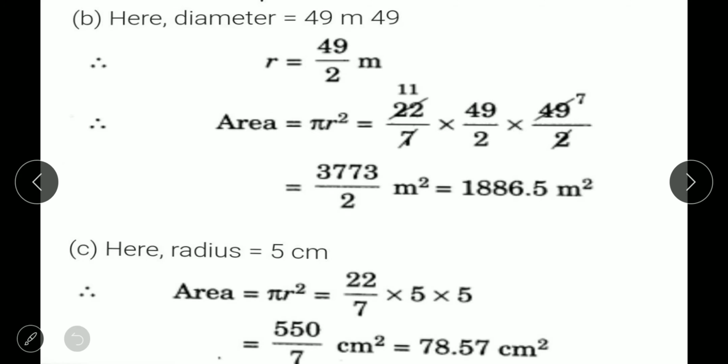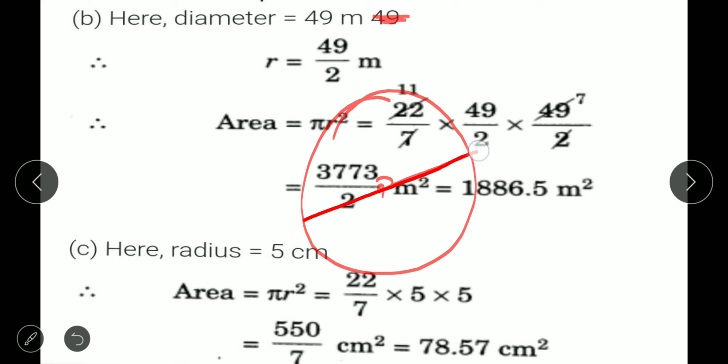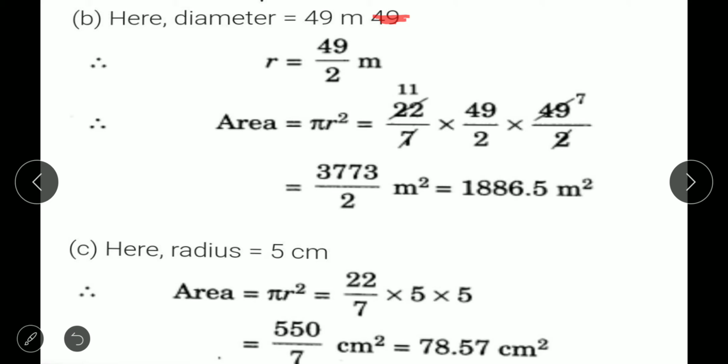Now come on, B part. Now they have given diameter. What have they given? Diameter is given, 49 meter. Okay, this 49 is extra, you can cancel it. Now we have to find the radius. How can we find the radius? Diameter is given. You know radius is half of the diameter. Radius is always what? Half of diameter. Diameter means a double part of the radius, 2r. So it means radius is half of the diameter. You have to half the diameter. So diameter given is 49, divided by 2. Now it becomes the radius. Radius is half of the diameter.